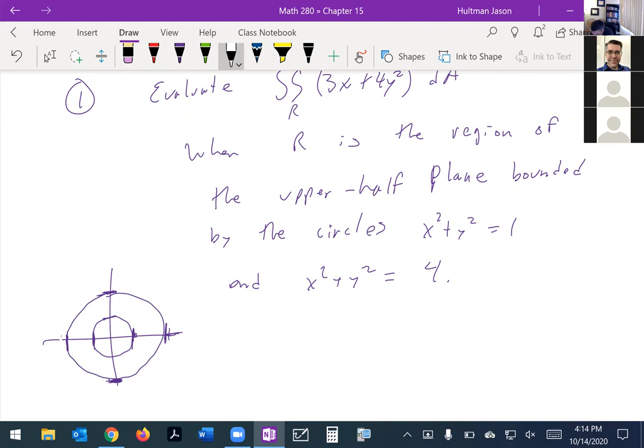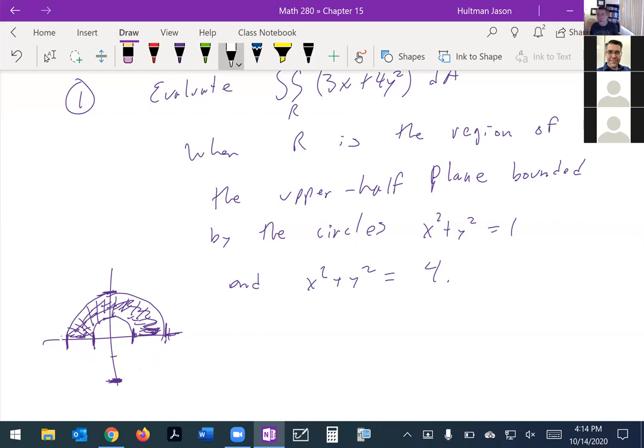But we only want the upper half plane. We only want this guy here. Okay, this part of the washer. We only want the upper half of the washer. So the bottom half of the washer, it doesn't exist. So I'm going to get rid of this non-existent bottom part. Okay, makes sense? Say goodbye to that part. So this is the area that I'm integrating over.